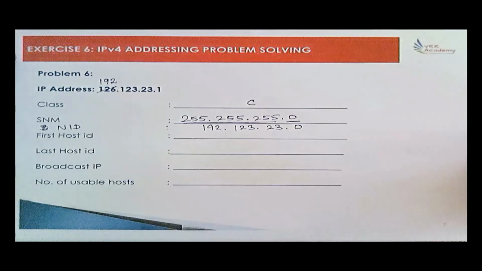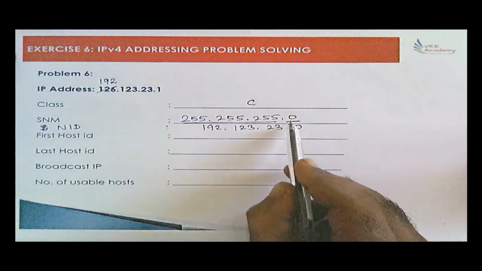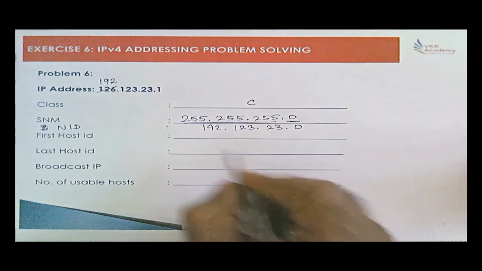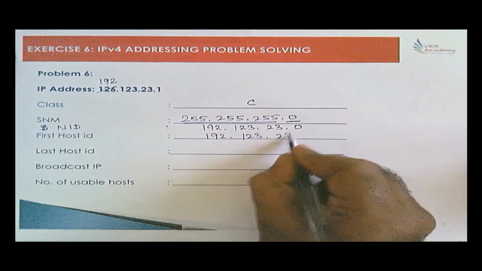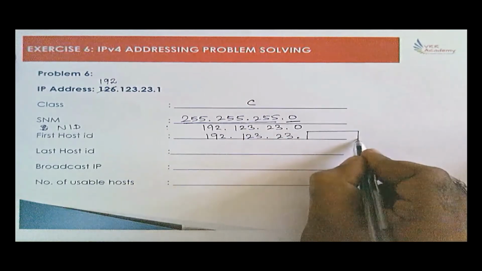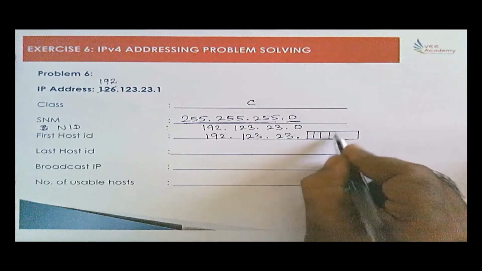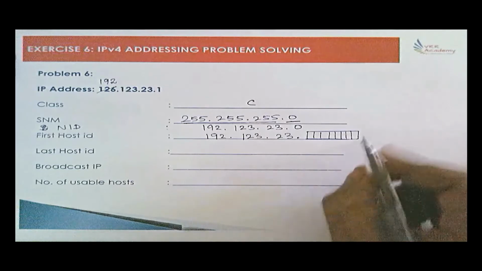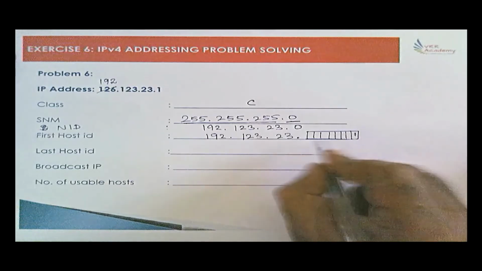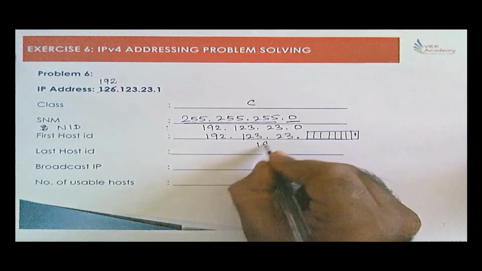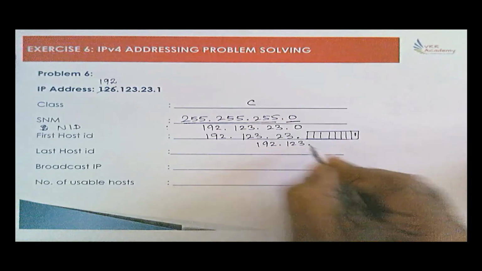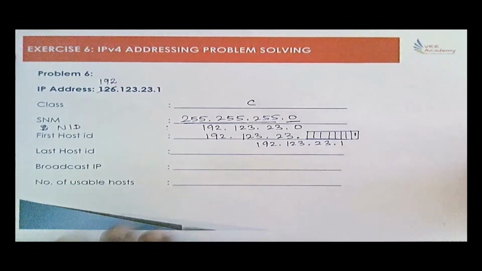Now the first host ID. To calculate the first host ID, make all the bits in the last octet 0 except the last bit. So 192.123.23, and here is the host portion: 1, 2, 3, 4, 5, 6, 7. We make the last bit 1, and the remaining are 0. If you convert this into decimal, the first host ID is 192.123.23.1.